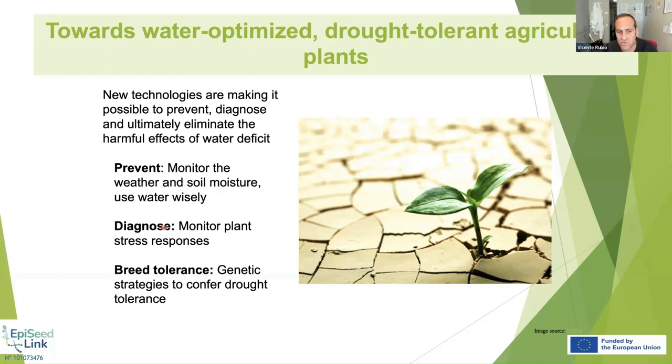Another one is to diagnose, to precisely monitor the stress responses in plants, for example, quantifying photosynthesis indexes or water availability or water potential, right in the fields. And the other approach is to improve the tolerance of plants. For this, particularly now that we have plant breeding programs, there are different genetic strategies that are aimed to improve different traits, but particularly drought tolerance in crops.